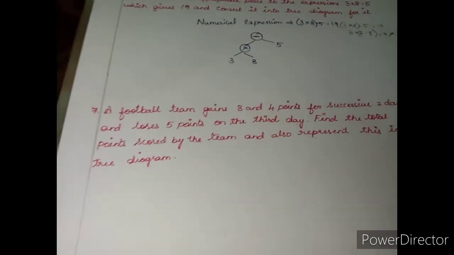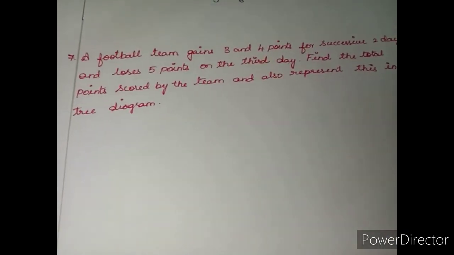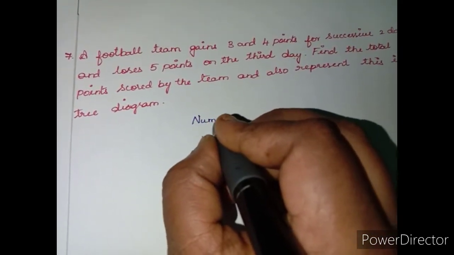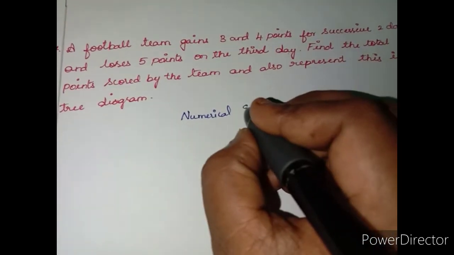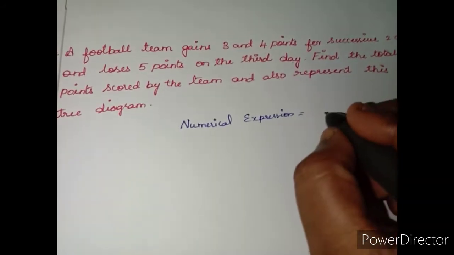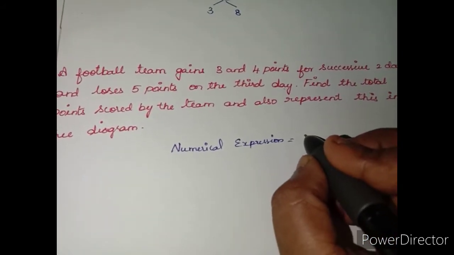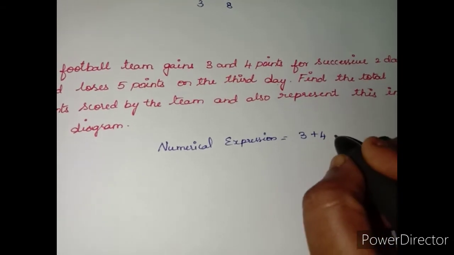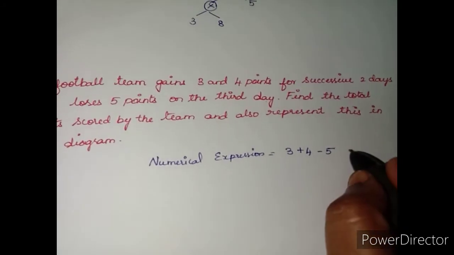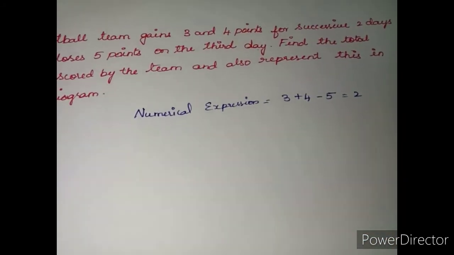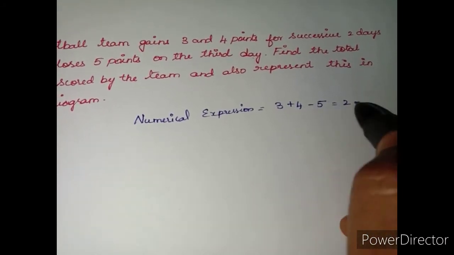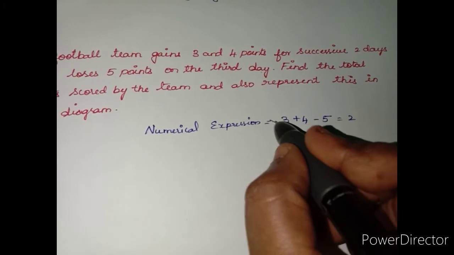So here also we are first going to write the numerical expression. So what is the expression? The numerical expression will be: first 2 days 3 plus 4, last day minus 5, which is equal to 2. So 3 plus 4 is 7. 7 minus 5 is 2. So this is the numerical expression.